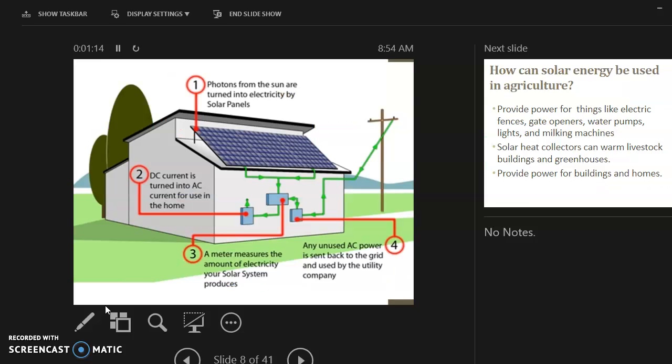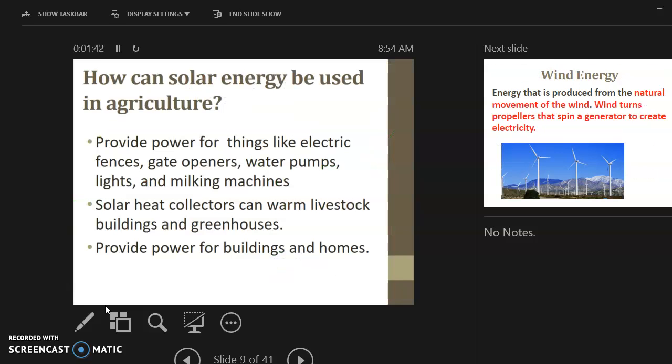So this is how it works. It takes in the photons from the sun, and they're turned into electricity by the solar panels. It will go to a current, and then a meter measures the amount of electricity, and any unused will go back to the utility company. A lot of people are putting these on their houses to save energy and to have their electricity bill be cheaper.